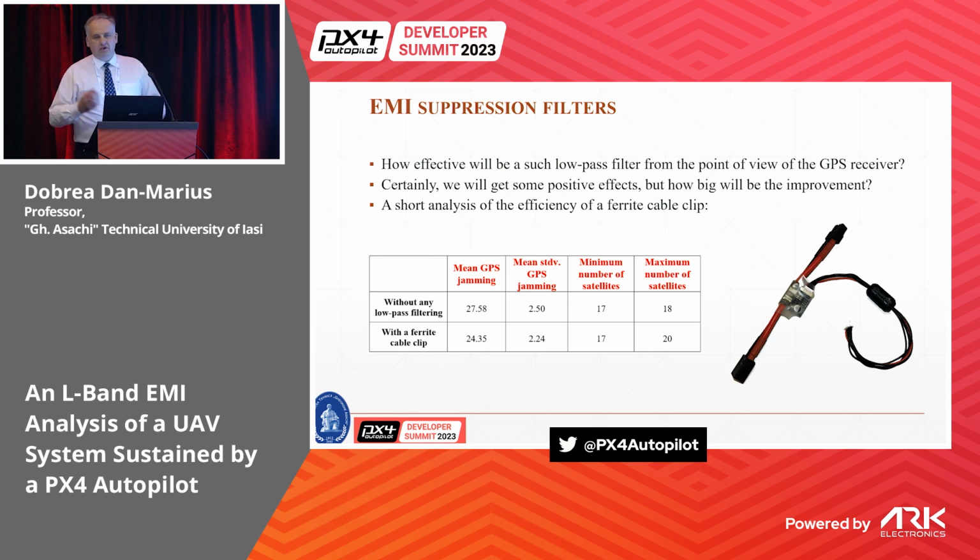In order to have some insight into this problem, I used a ferrite cable clip that was put on the wire that connects the power module with the flight management unit. You'll see that this inductance will suppress the higher frequencies, but the improvement on the jamming indicator is about 3 points. It's not more, but it's one result you can get.